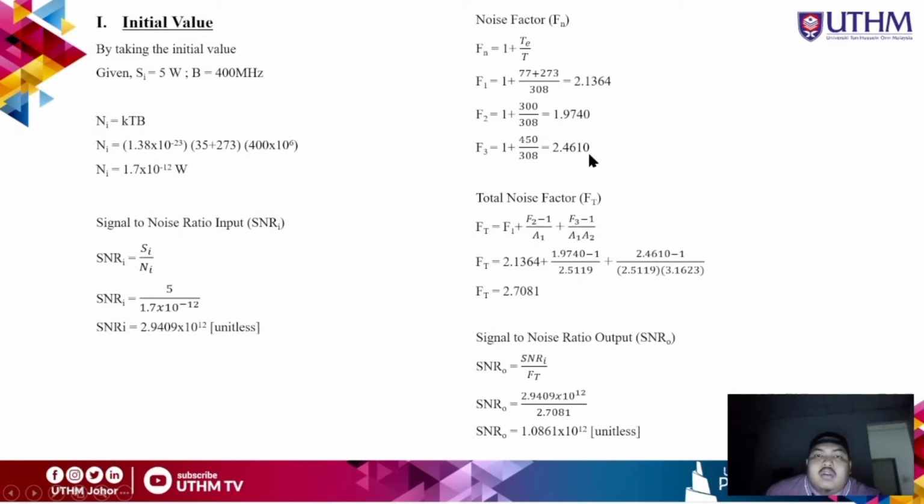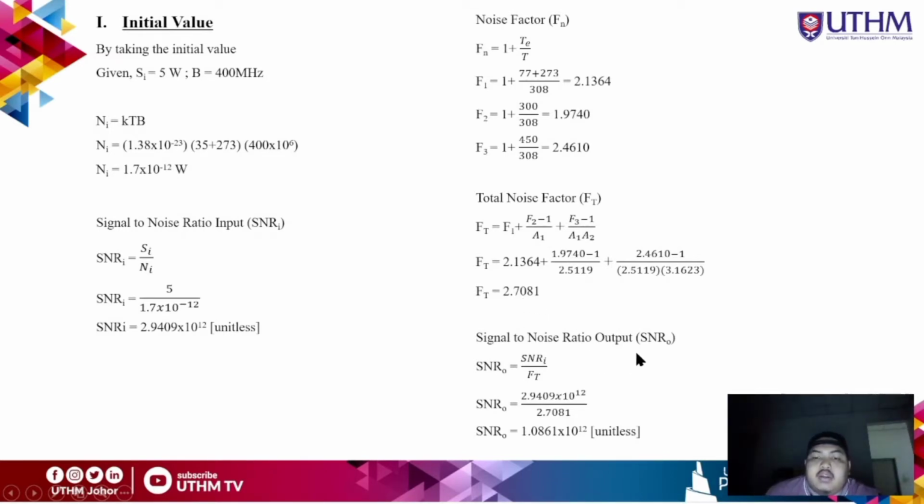Okay, after getting all the noise factors for each chamber, we need to calculate the total noise factor, which is equal to F1, the noise factor for chamber 1, plus the noise factor for chamber 2 minus 1 divided by amplifier 1, plus the noise factor for chamber 3 minus 1 divided by the multiplication of amplifier 1 and amplifier 2. We get the total noise factor for the first method is 2.7081.